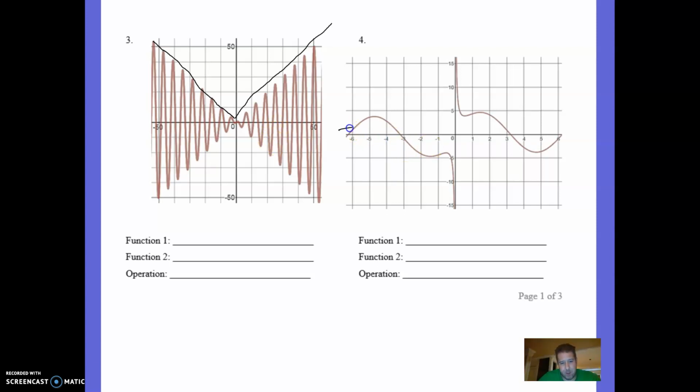For this one, pretty clear cut. You can see that the midlines are changing for both pieces. The midlines are both clearly making a rational function. So this is a rational function being added to a trigonometric function. And I know it's addition because it's the midline that's changing, not the amplitude that's changing.